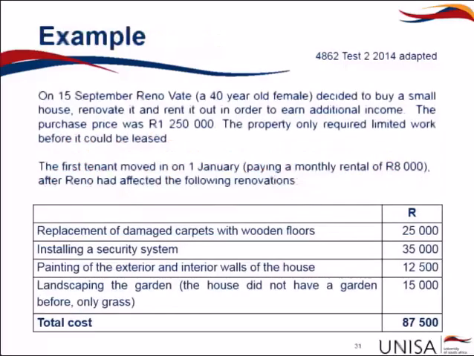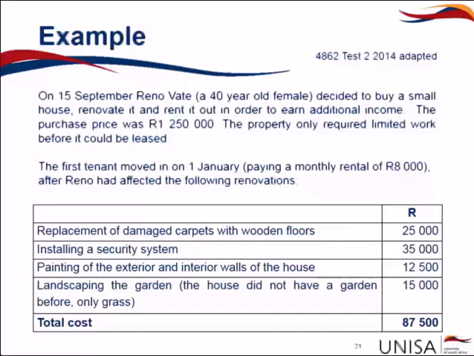Now, if we go back and have a look at the list, here we have the replacement of damaged carpets with wooden floors, installing a security system, painting of the exterior and interior walls of the house, and landscaping the garden. The garden did not have a garden before, it was only grass. So a good gauge in terms of whether something is a repair or an improvement is often to just ask yourself the question, did it exist before this happened?